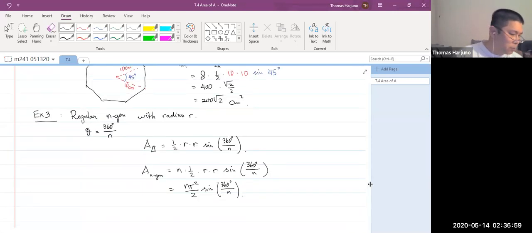Let's do some problems from the book using this formula before I go. By the way, besides the area of a triangle formula that we learned a long time ago, this is the second most often used formula for the area of a triangle.